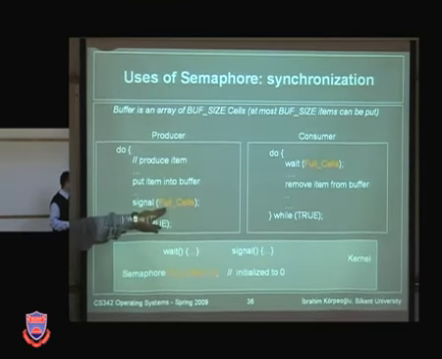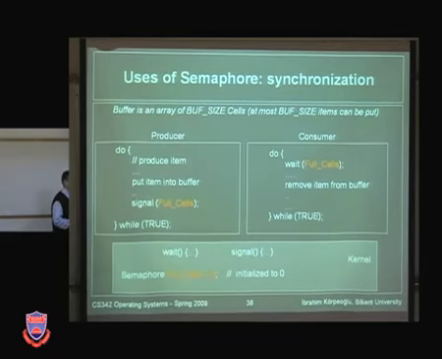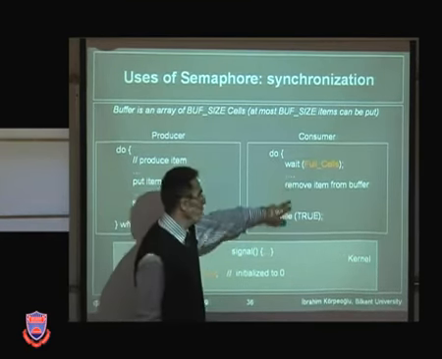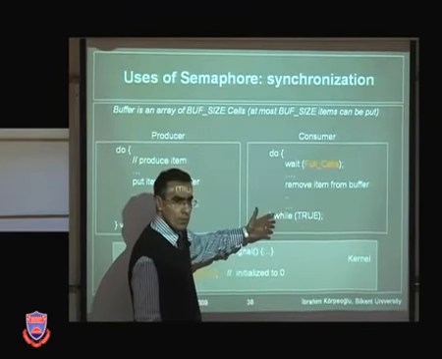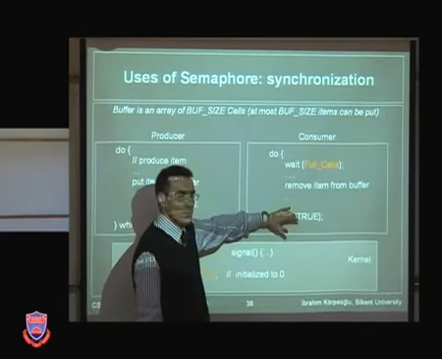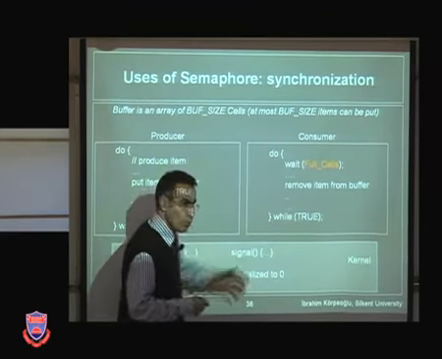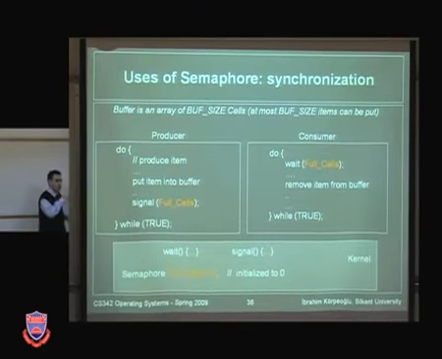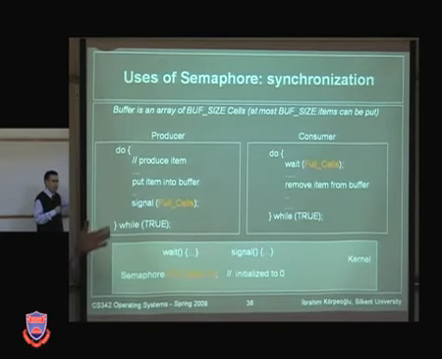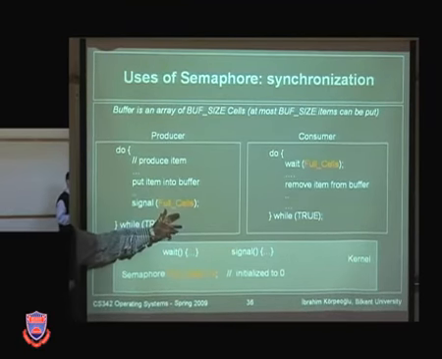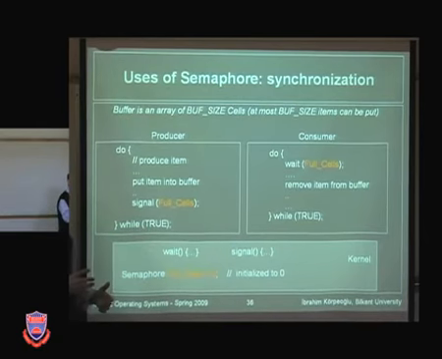It does a signal operation on the respective semaphore. In this case, the consumer will be woken up and will be able to continue. Here it can remove the item from the buffer and consume it. So, for example, at that time a context switch may happen, and the producer may run and insert many items into the buffer before the consumer runs again. So full cells, for example, may become 7. That means 7 items are available in the buffer.